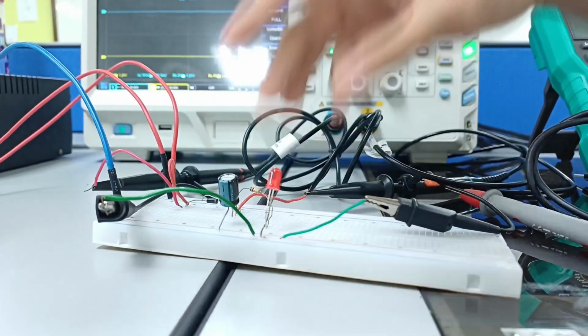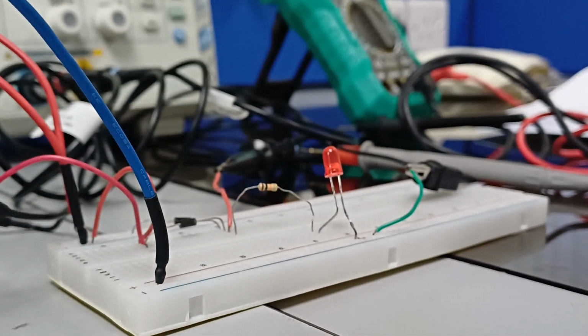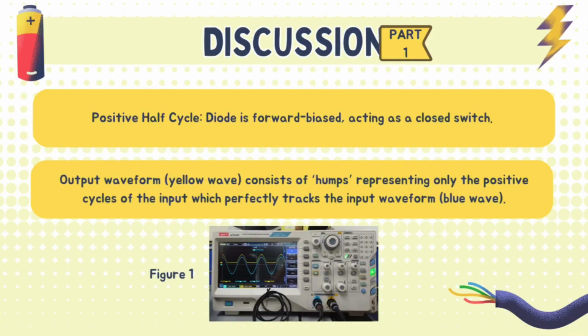In part 1, where a half-wave rectifier is conducted, an AC supply is connected in series with a diode and a load resistor, which is LED in this experiment. This operation can be broken down into two phases. In the positive half cycles, the diode is forward biased, acting as a closed switch or short circuit. Current flows through the load, producing an output that follows the input signal.